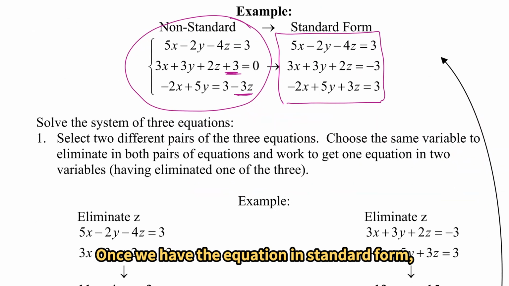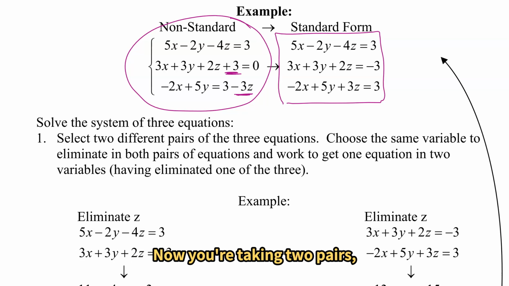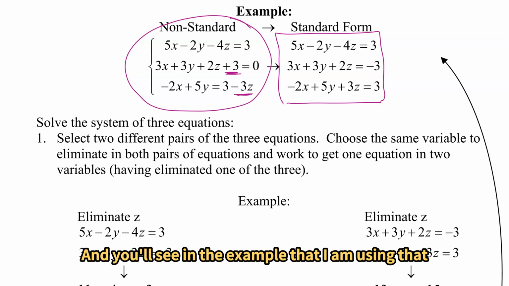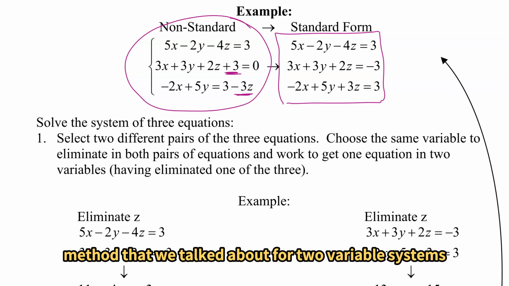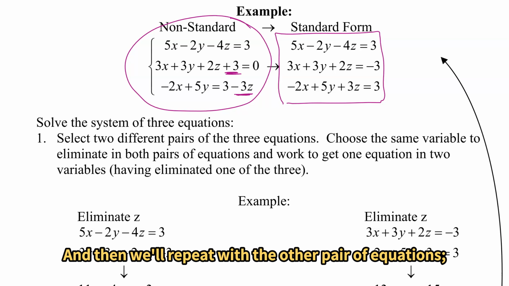Once we have the equation in standard form, we take two different pairs of the 3 equations. Now, you're taking 2 pairs, so we're going to use one equation twice. That's okay. And you'll see in the example that I am using that second equation twice. But we select a pair of equations, we choose a variable to eliminate. So we'll use that elimination method that we talked about for 2 variable systems here to eliminate one variable. And then we'll repeat with the other pair of equations.